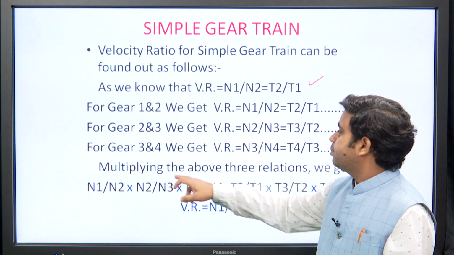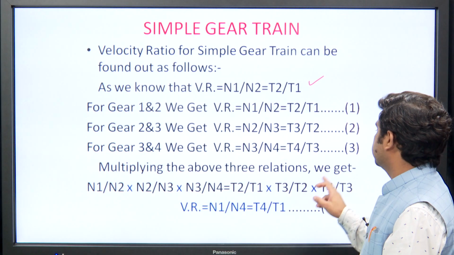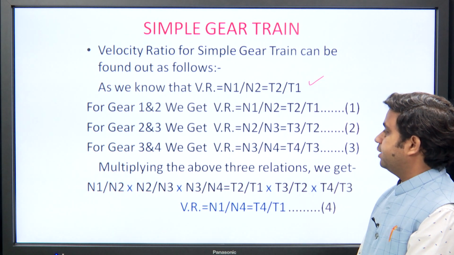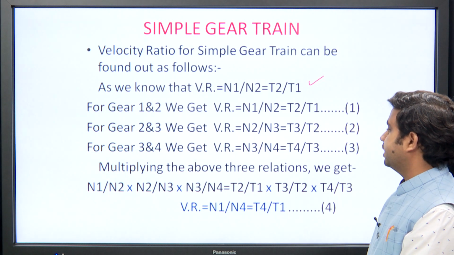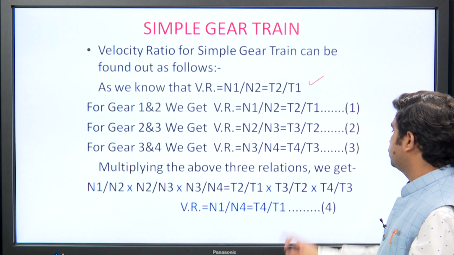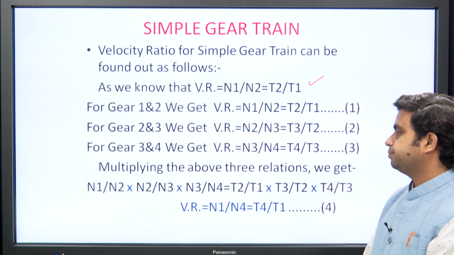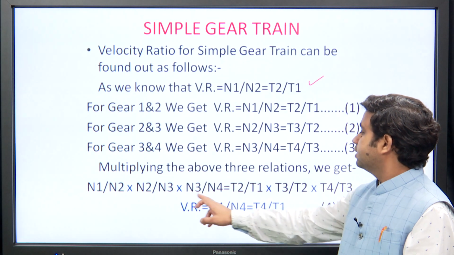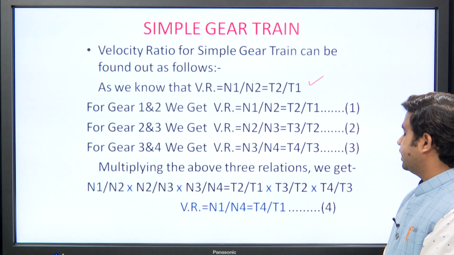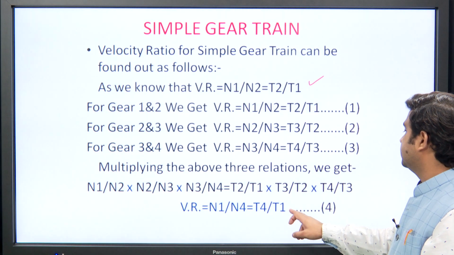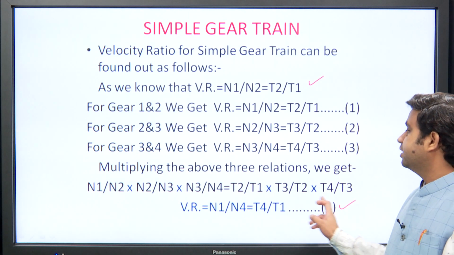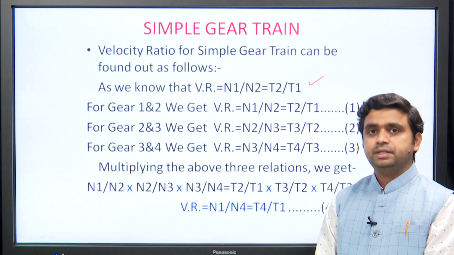Now, multiplying the above 3 relations, we get n1 by n2 into n2 by n3 into n3 by n4, that is equal to t2 by t1 multiplied by t3 by t2 multiplied by t4 by t3. Here finally, we get the velocity ratio as equal to n1 by n4 equal to t4 by t1, that is the relation number 4. This relation number 4 gives the final velocity ratio of simple gear train.